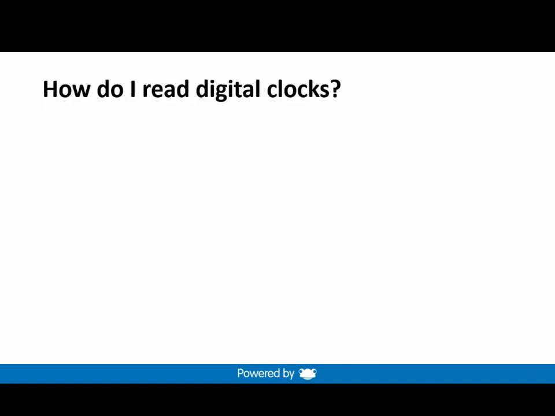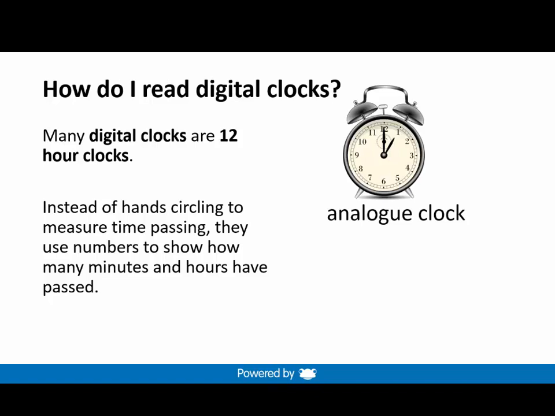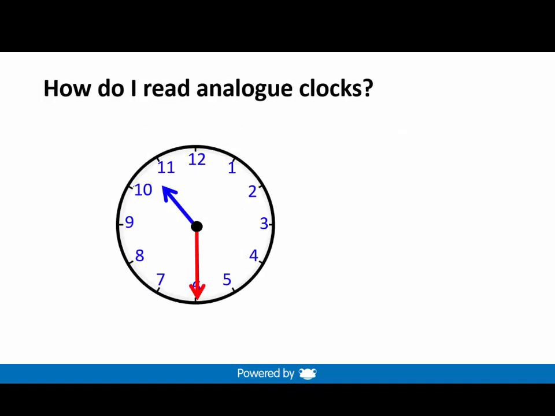How do I read digital clocks? Many digital clocks are 12-hour clocks. Instead of hands circling to measure time passing, they use numbers to show how many minutes and hours have passed. So this is an analog clock here, and this is the equivalent digital clock. Both times are showing 1 PM. Let's look at analog clocks.